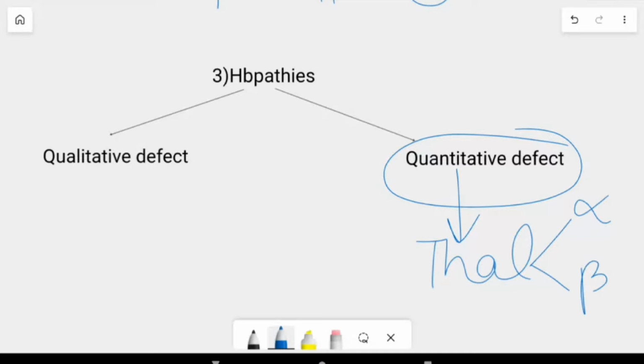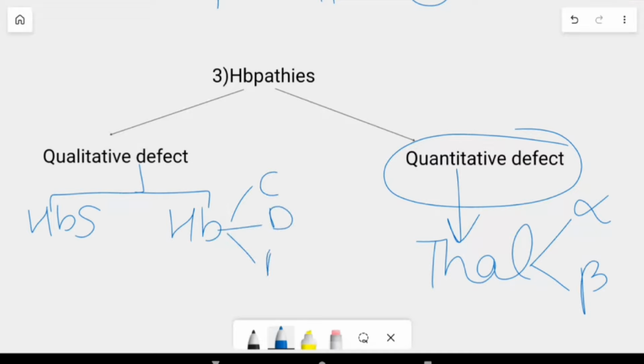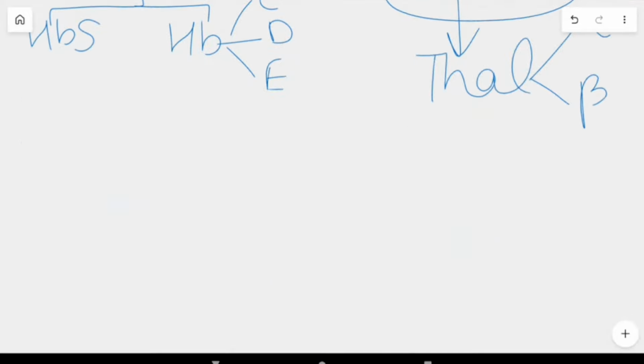Now about qualitative defects. Qualitative defects can be of the types HbS, which basically means sickle cell anemia. There are other forms of qualitative defects in hemoglobin like formation of HbC, HbD and HbE. So we'll first take a look at HbS, which is sickle cell anemia.